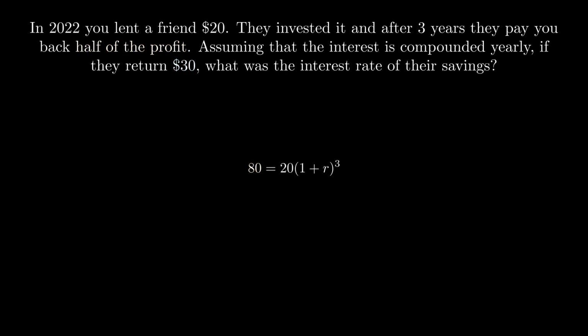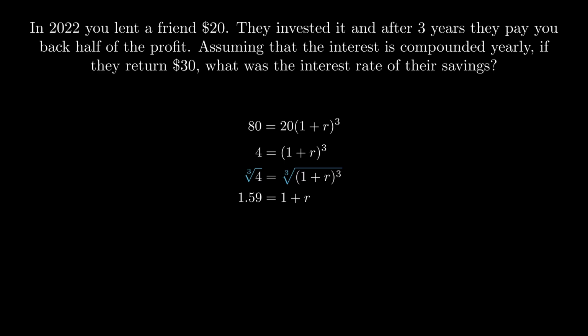Plugging this all in gives us an expression where we only have one variable, and that just so happens to be the one that we're trying to find. Now, it's just a matter of simplifying the equation. The first thing I want to do is simplify the constants, so on both sides I'm just going to divide by 20. Now I want to get rid of that annoying exponent. To do that, all I'm going to do is take the cube root on both sides. Once that's all simplified, I'm left with 1 plus r on the right, and to just get r on its own, I'm just going to subtract 1 from both sides, giving us our final interest rate.